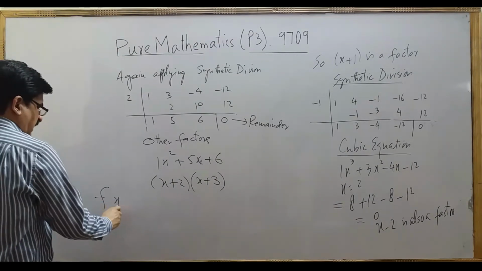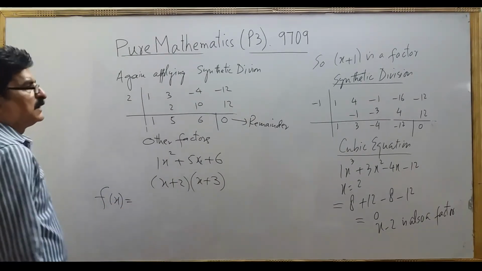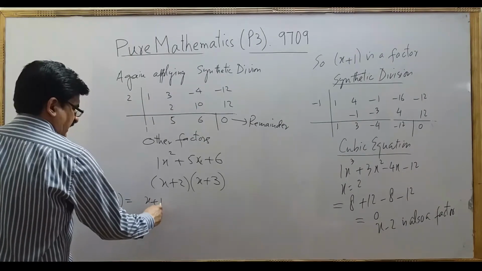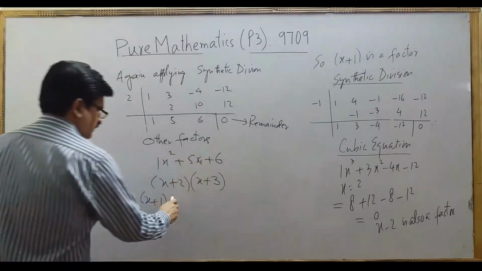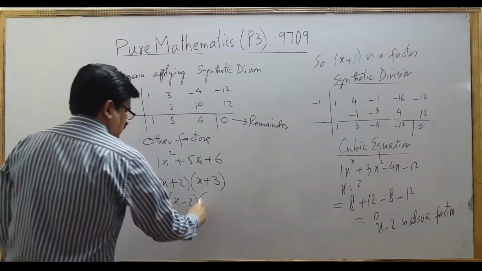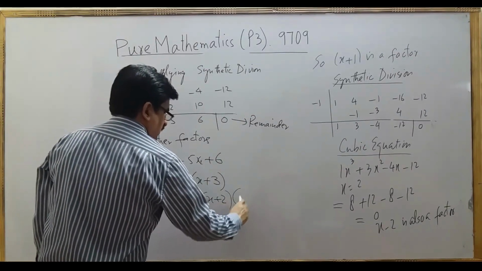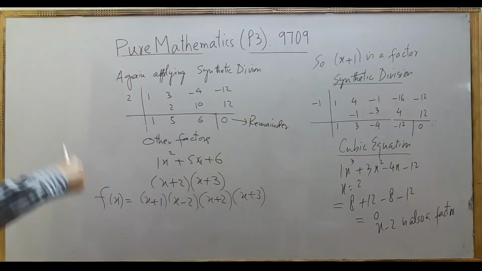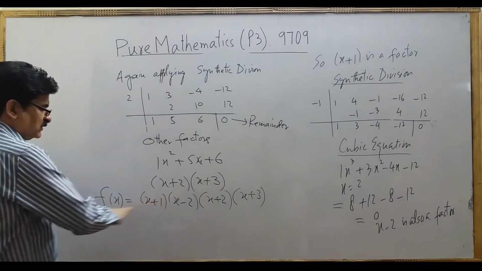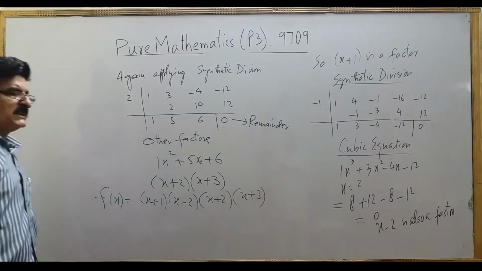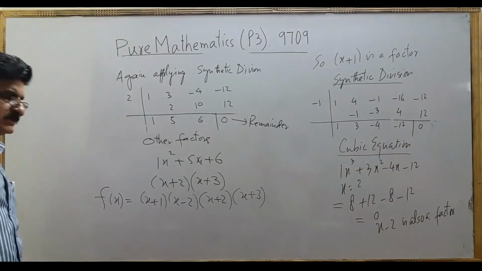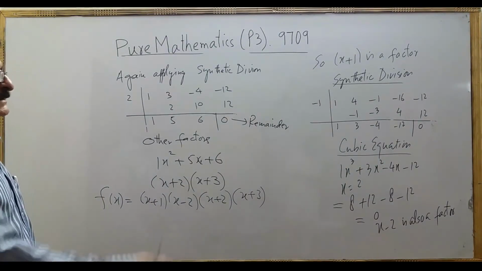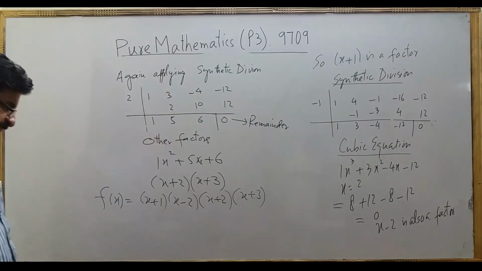Hence we have f(x) equal to, one factor was x plus 1, second was x minus 2, then we have x plus 2, then we have x plus 3. So this is the answer to the first part, that is, factorize. We have factorized the polynomial using the remainder factor theorem and synthetic division.